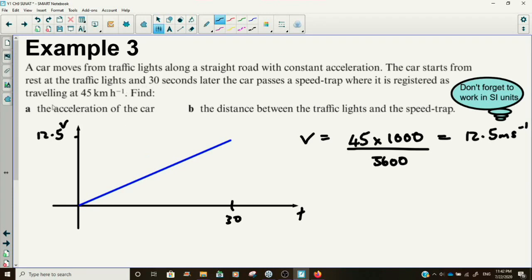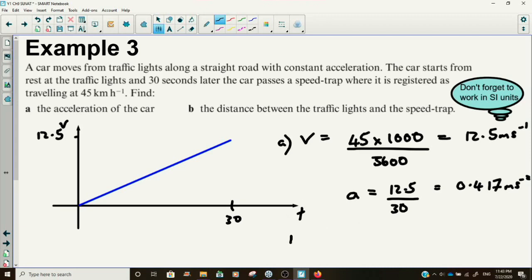Okay, so find, first of all, the acceleration of the car. Well, you could use v equals u plus at, but actually it's easier than that because we can just look at the gradient of this line. Okay, so acceleration is the velocity over the time. You could write it as a fraction, but I'm going to write it as a decimal, 0.417 meters per second squared. That's the first part there, that's part A.